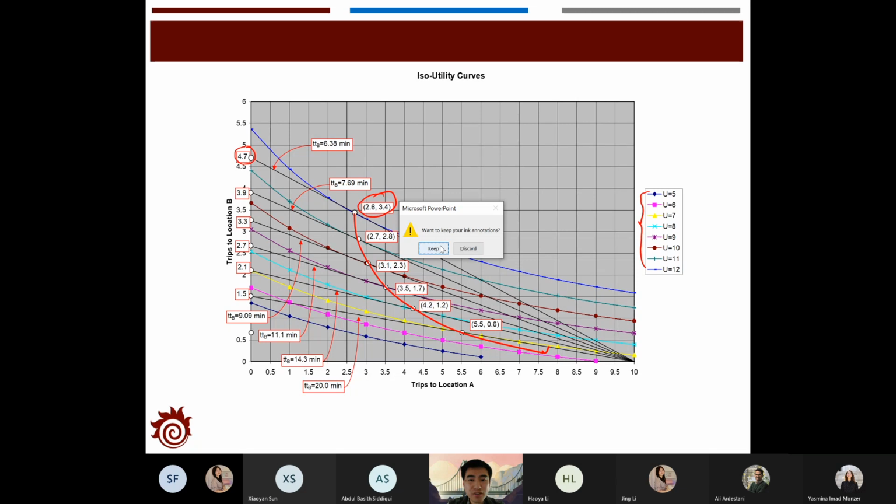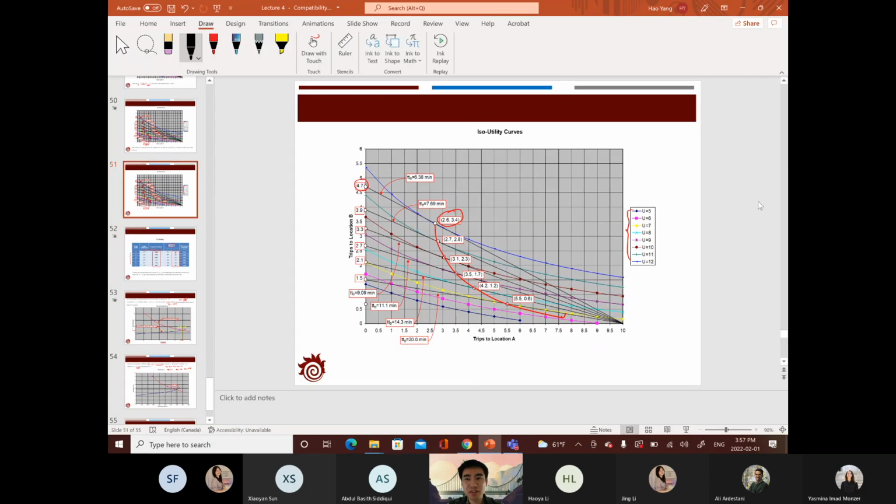Any other questions about this one? So this is actually a combined example, to tell you how you're going to consider the fundamental diagram.